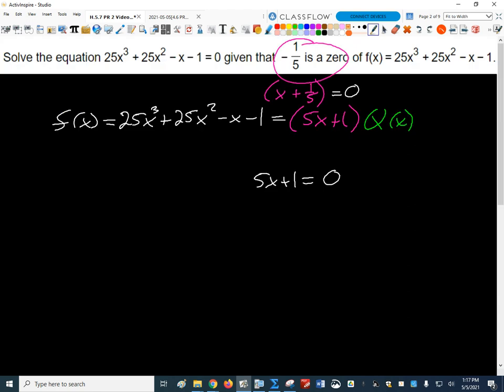So we left off on this problem here. We were trying to solve this equation. We have this polynomial up here, which we're going to call f of x, 25x cubed plus 25x squared minus x minus 1 equals 0. So essentially, we're just trying to find the zeros of f of x, because we're setting it equal to 0 and solving. They gave us one zero of this polynomial function, and we were trying to find the others, right?